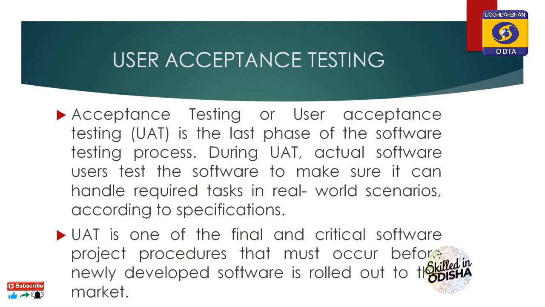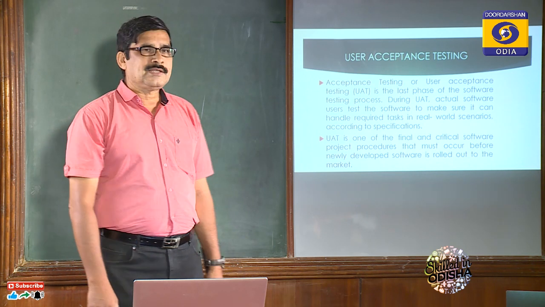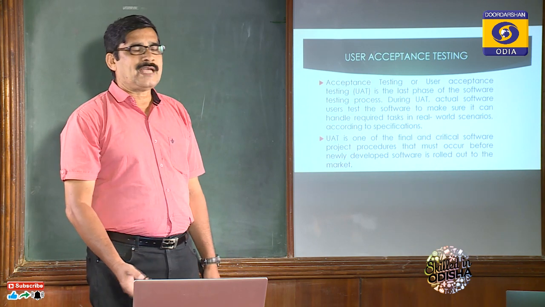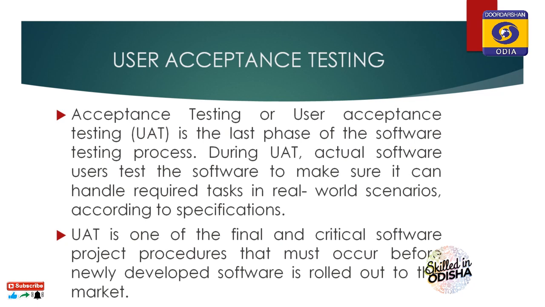During UAT, actual software users test the software to make sure it can handle required tasks in real world scenarios according to the specifications. So they have given the specifications. Now during the UAT they are to test and see if it actually fits their requirements. UAT is one of the final and critical software project procedures that must occur before newly developed software is rolled out to the market.